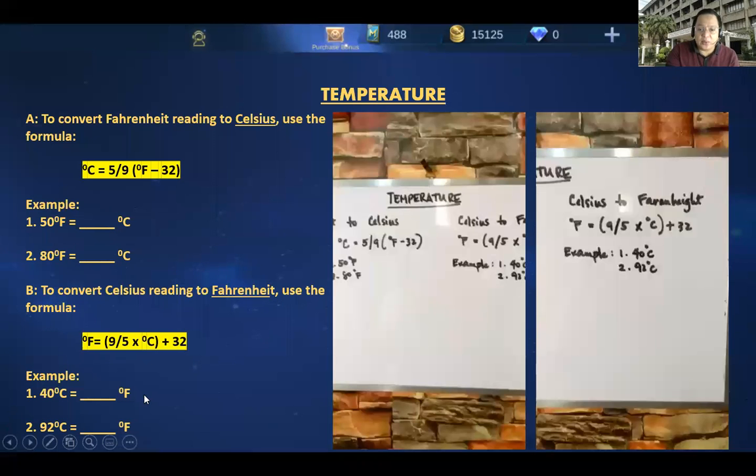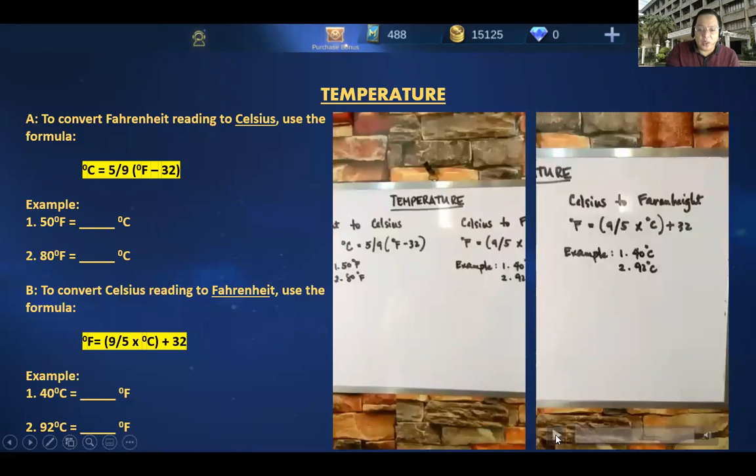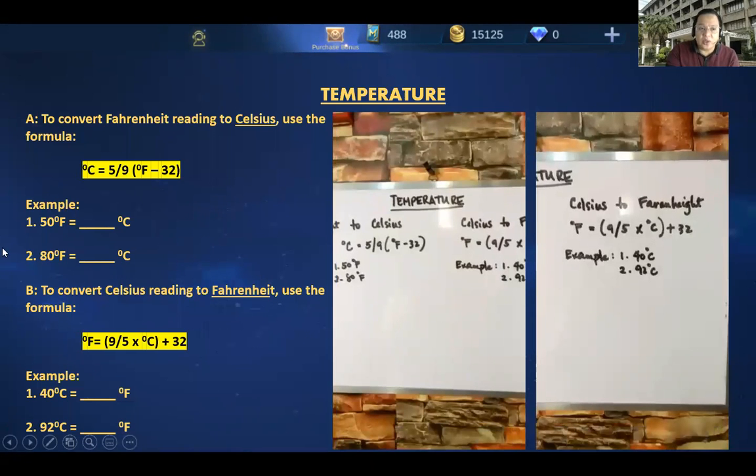So first subtopic, we have temperature. For the temperature, to convert Fahrenheit reading to Celsius, we use the formula: degree Celsius is equal to 5 divided by 9, open parenthesis, degree Fahrenheit minus 32. 32 is constant. So we have here sample number 1 and number 2.